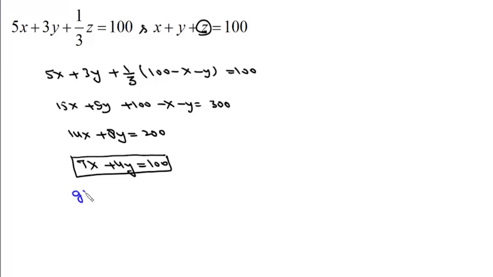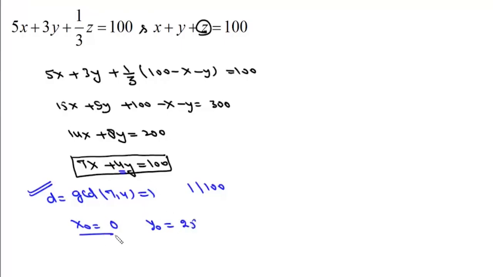Now here GCD of 7 and 4 is 1. So the value of d is 1, and 1 divides 100. So this equation is solvable in integers. Now we need to find one particular solution. Now we know that this 4 divides 100. So 25 into 4 is 100. So one of the possible solutions is, if we take x naught as 0 and y naught as 25, we'll get one solution. Now x naught is 0 and y naught is 25.